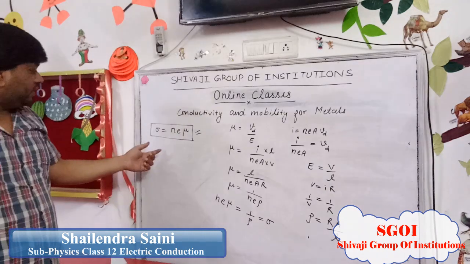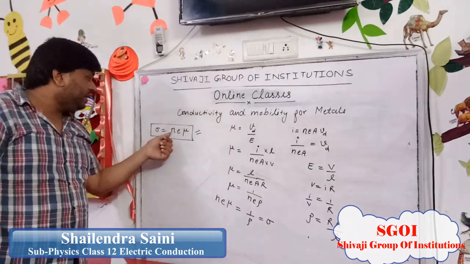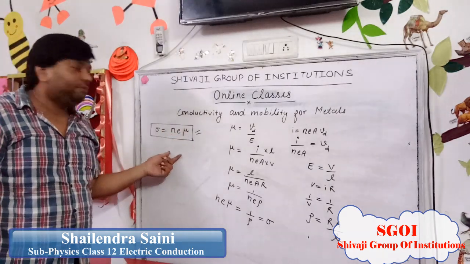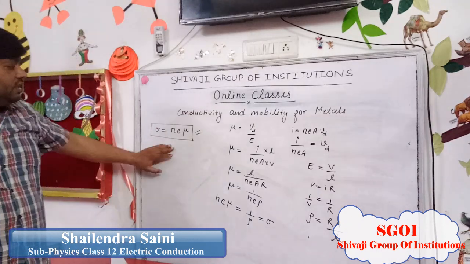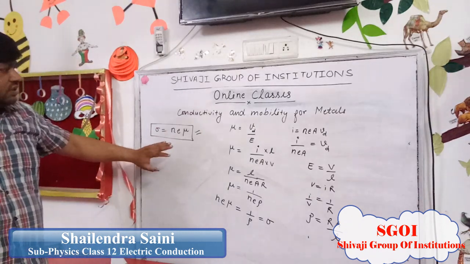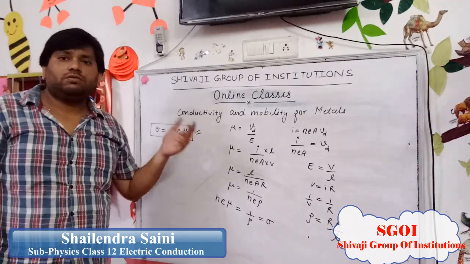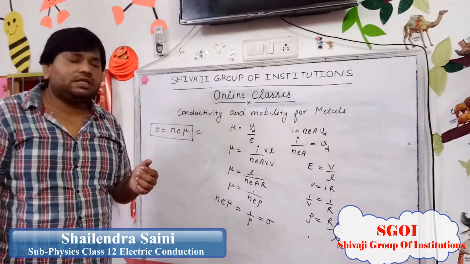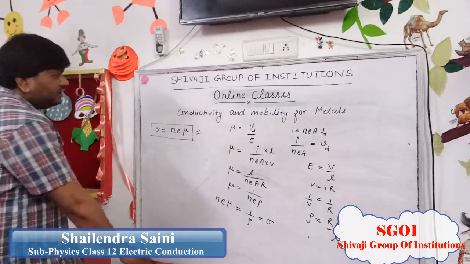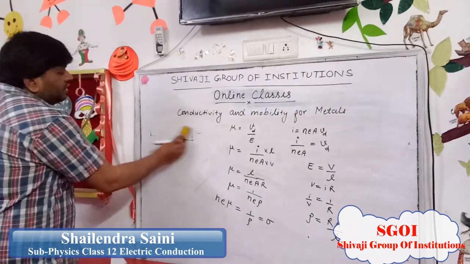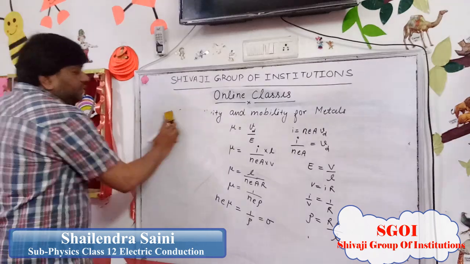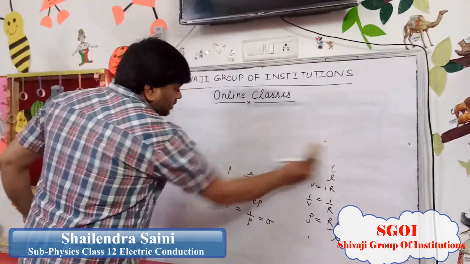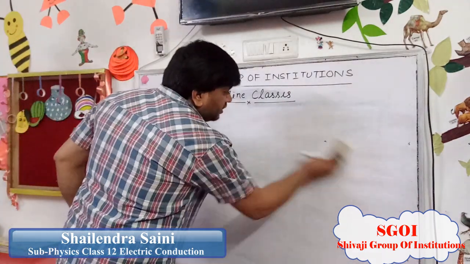This is our final relationship between conductivity and mobility for the metals. For semiconductors, we will not discuss the derivation because you students are not well known about the semiconducting materials. So we will not discuss it. We will discuss it when we read the chapters in the regular classes.